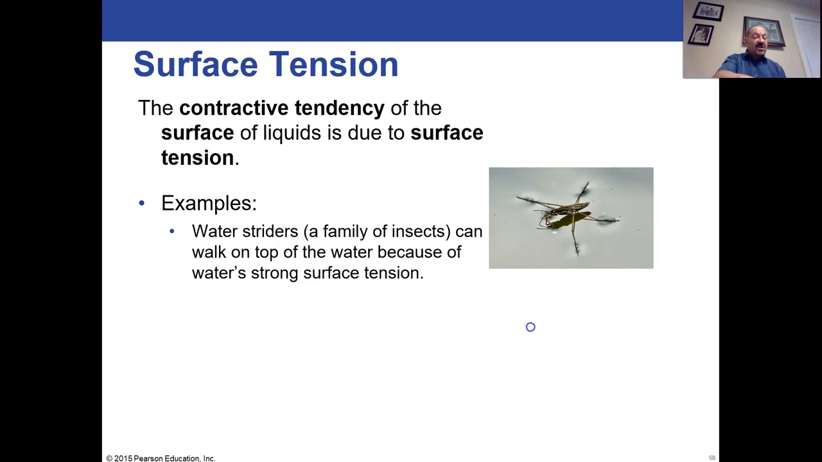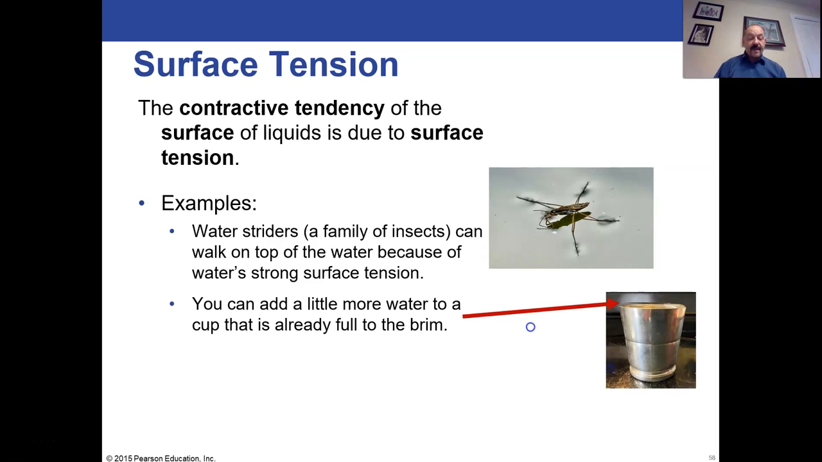And you can actually see the water kind of dipping in where their feet are contacting the surface. You can see surface tension if you take a cup and fill it with water and put a little extra water. It's a little hard to see where the arrow is pointing, but that water level is above the cup, and that's because the surface tension is holding the water together.